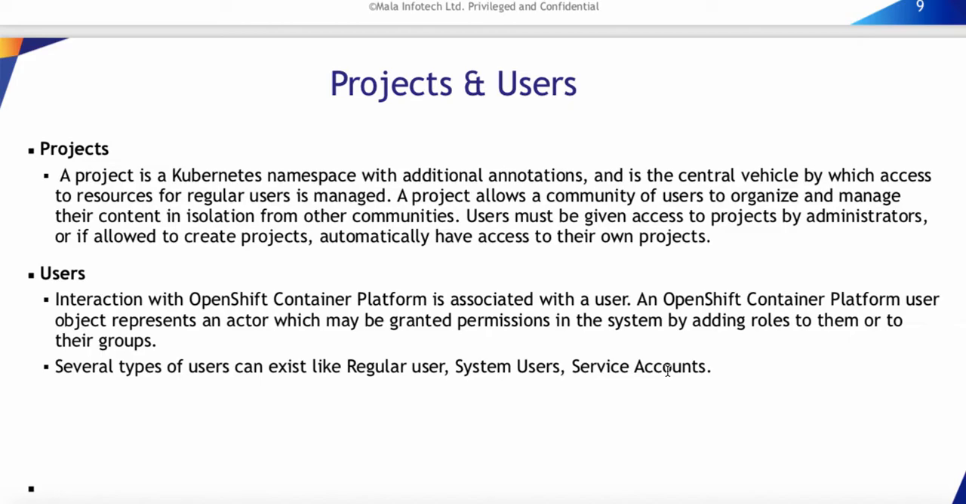OpenShift is nothing but a layer on top of Kubernetes, which handles all the resources of Kubernetes. One thing you interact with in OpenShift Container Platform is associated with a user. An OpenShift Container Platform user object represents an actor which can be granted permission in the system by adding roles to them or to their groups. Several types of users can exist, like a regular user, system user, or service accounts.